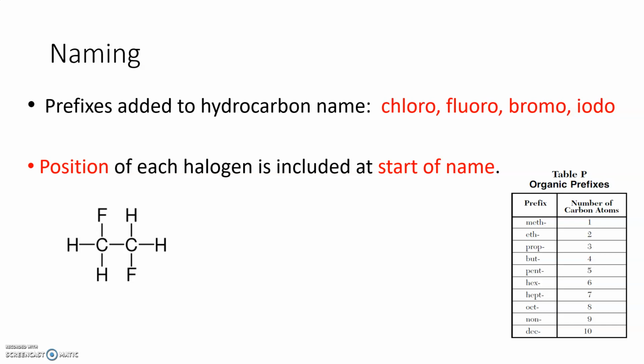I would start with the hydrocarbon name first and then add to it. There's 2 carbons. The prefix for 2 is eth. Between my carbons, I only have a single bond. It's an alkane, so I'd say ethane. And then what I would do is look. I have 2 fluorines here, so I'm going to need to use the prefix fluoro. I'm just going to put it right at the front.